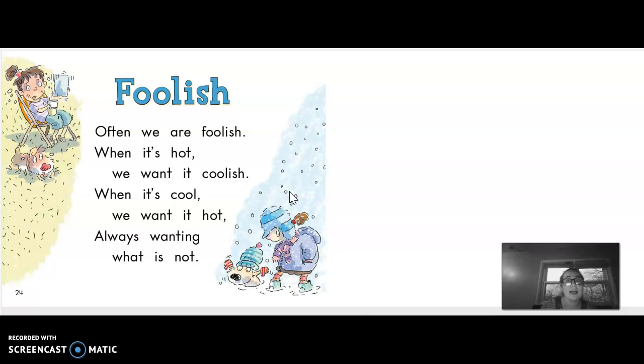Right, now for the last one we're going to read today, let's read Foolish. Often we are foolish. When it's hot, we want the coolish. When it's cool, we want the hot. Always wanting what is not.